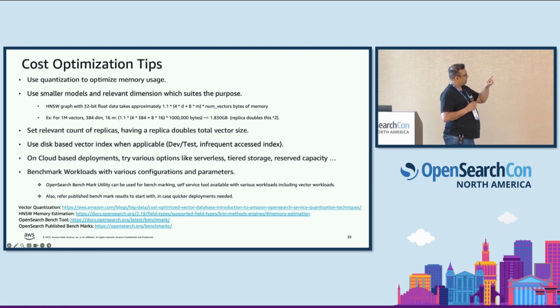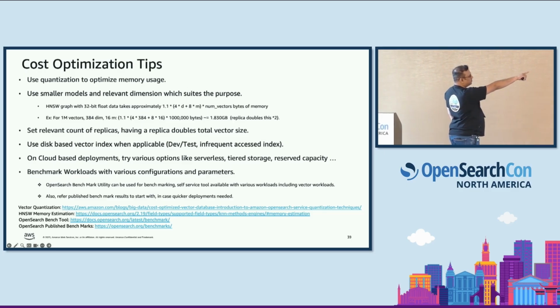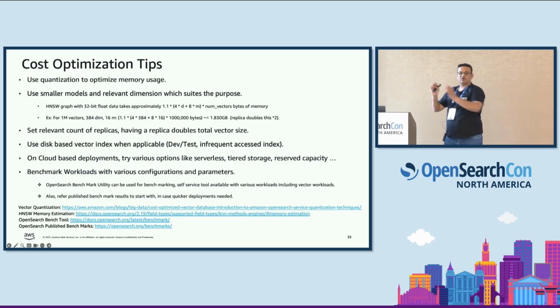And then replicas. Now, see here is an example with a formula and a substitution for 1 million vectors with 384 dimension. You could see that 1.83 gig will be the size for the vectors. So if you have so many vectors, the memory size will be more. And if you have more replicas, each replica node also needs the same amount of memory. So be mindful of using the model and the dimension.